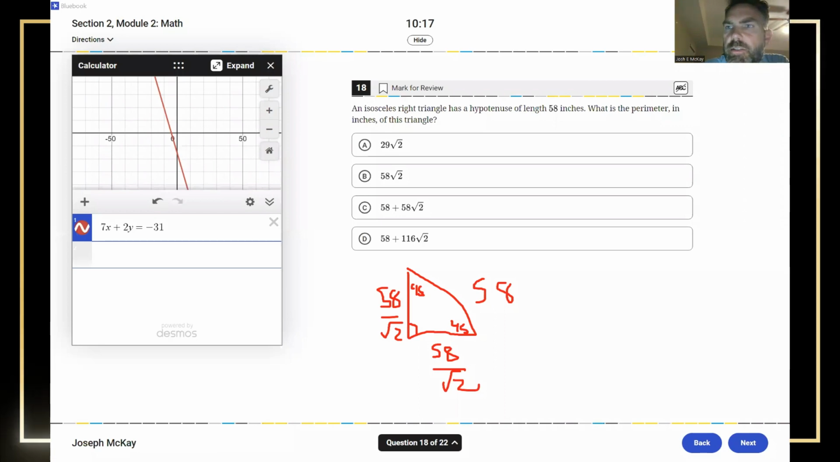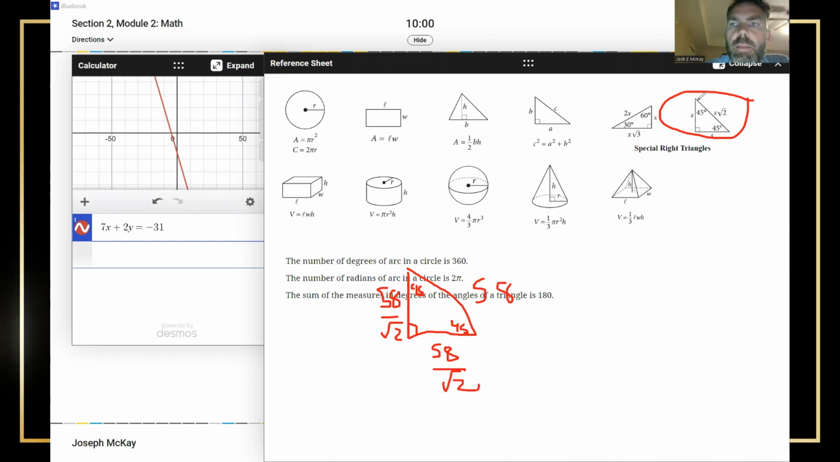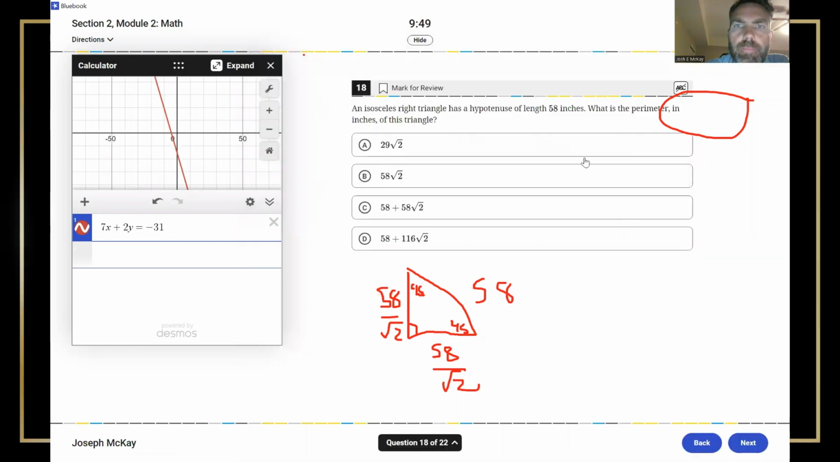However, it is in the reference sheet right here. The hypotenuse is the square root of 2 times the small side. If they give you the hypotenuse and you're going backwards, you just need to take that hypotenuse and divide by the square root of 2. Okay, let me get rid of the reference sheet now. I don't want that anymore. Go away, reference sheet.